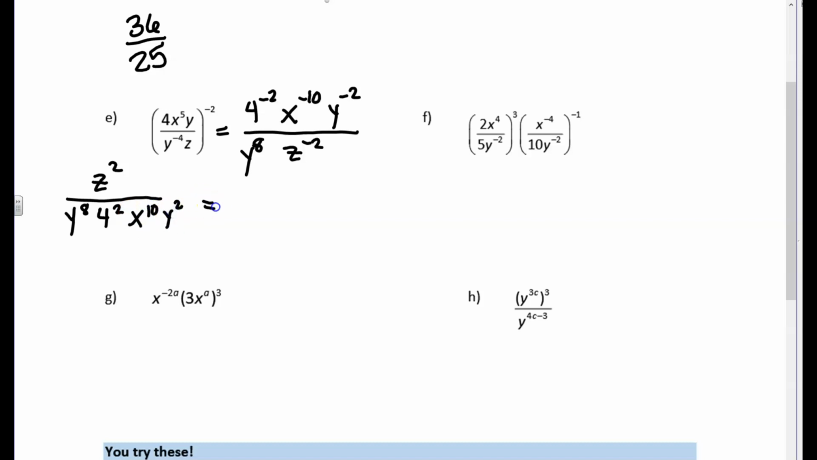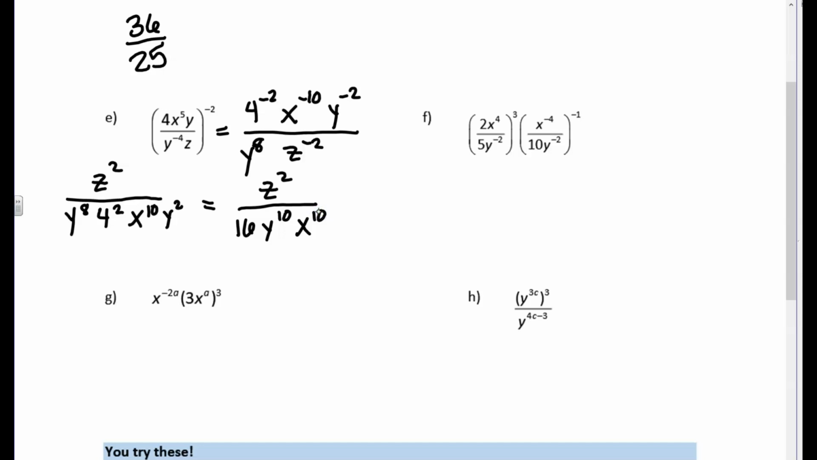So let's now combine some like terms here. We have z squared on top, and then 4 squared is 16. I'm moving that to the front. y to the 8th and y squared becomes y to the 10th, and we also have x to the 10th. I probably should have written those reversed, but it doesn't matter that much. So that's your final answer.